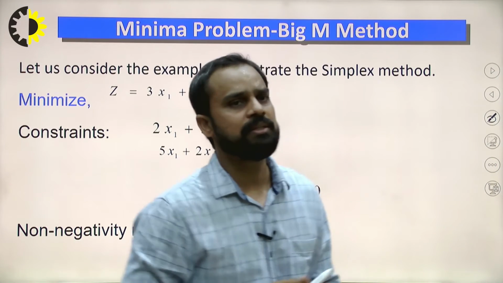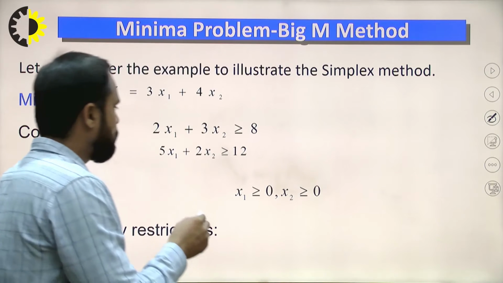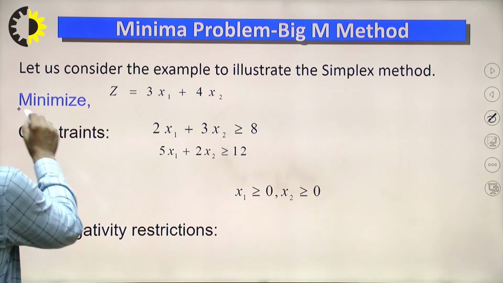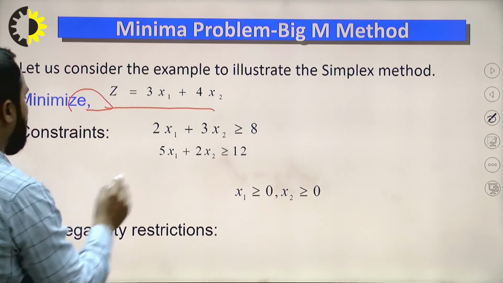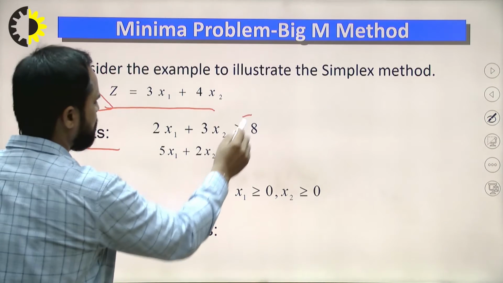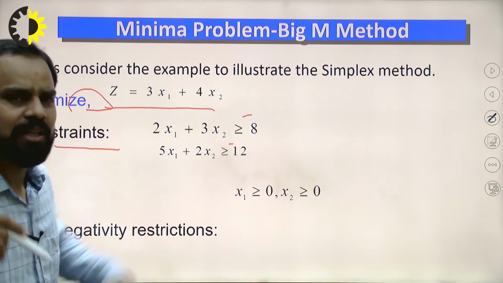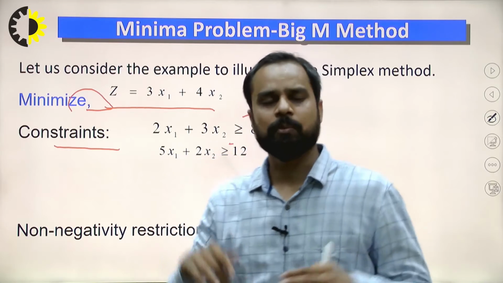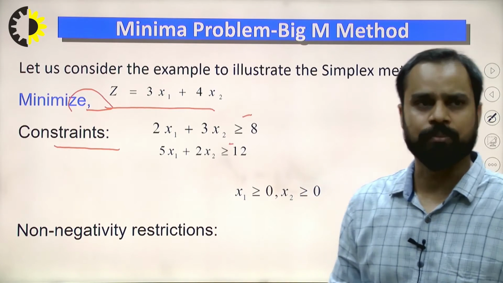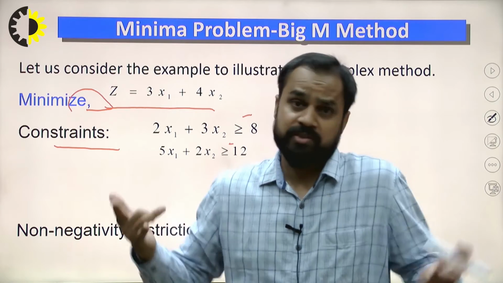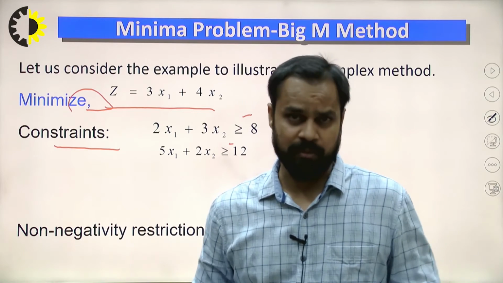In this problem you can easily observe the objective function is of minimization type. Generally for a minimization problem, it is observed that the constraints are of greater than or equal to type. But the constraints may be anything, they may be of less than type.